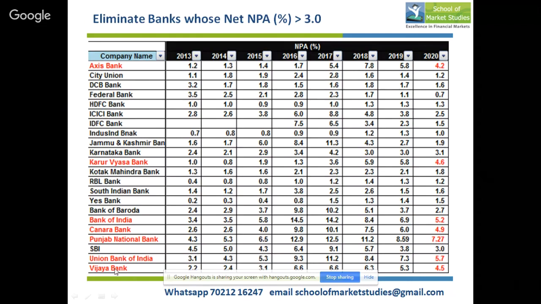So we have discarded Vijaya Bank, Union Bank, surprise, surprise, Punjab National Bank, Canara Bank, Bank of India, Karur Vysya Bank, and Axis Bank. So all these banks we have removed from our shortlist. There is another bank, you'll say Karnataka Bank, you kept it at 3.1. Well, for the last 3 years, FY18, 19, and 20, it is expected to be around 3. So it is not that damaging, and hence we have made an exception out here. So this is how we screen stocks.